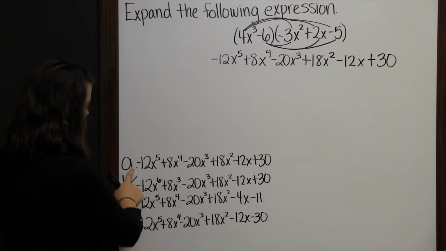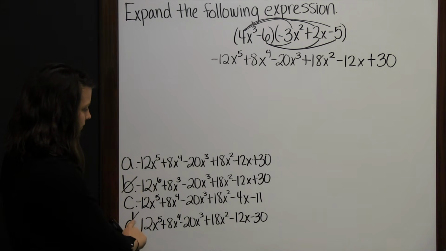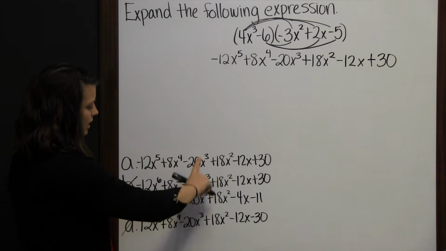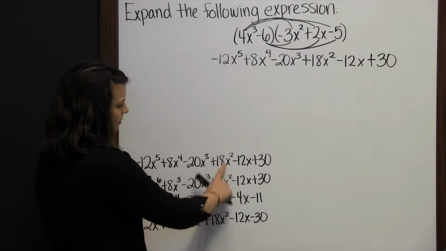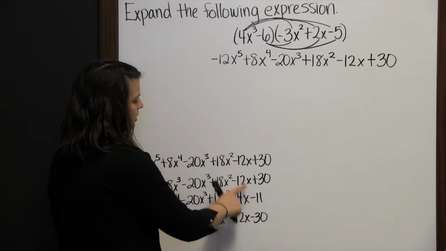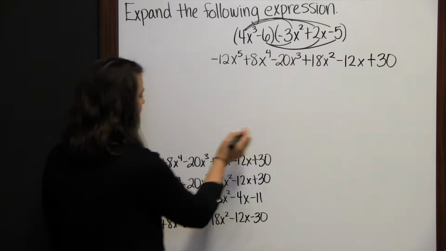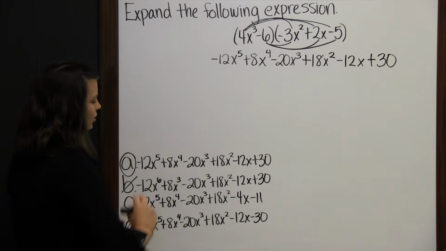So we've now narrowed it down to either A or C. And both of these have the same x to the 4th term, the same x cubed term, the same x squared term. And where they differ right here is the x term. It should be negative 12x. So that's answer A.